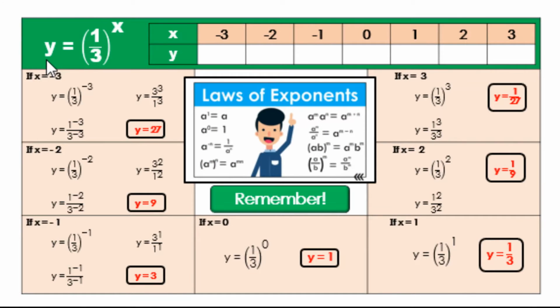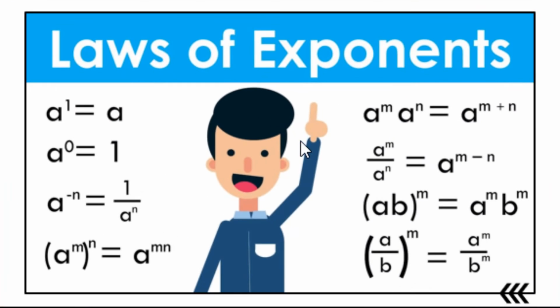So for our first function, y is equal to 1/3 raised to x, we will be solving for the value of y given the values of x. But before that, let us first review the laws of exponents. So the first law, we have a raised to 1 is equal to a, or it simply means any number raised to 1 is the number. Say for example, if we have 100 raised to 1 is equal to 100, 1/4 raised to 1 is equal to 1/4.